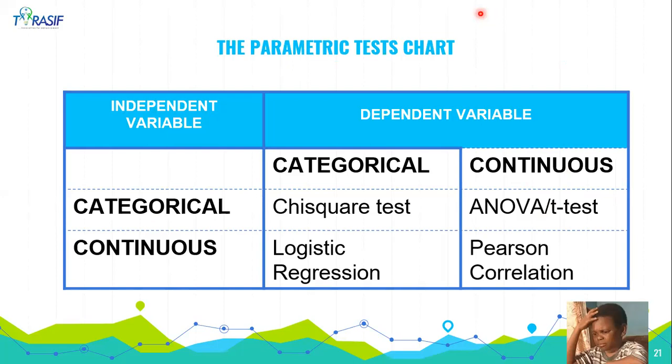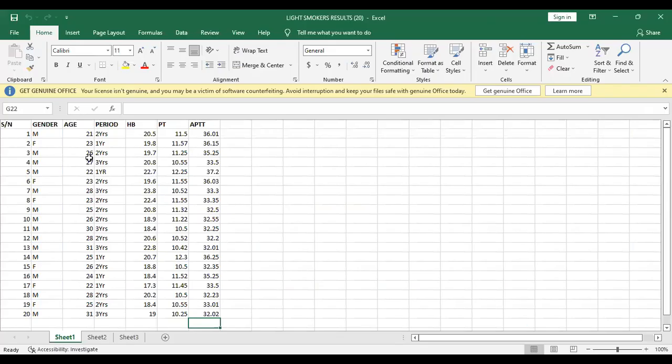So let's go on to the data. Like I said, I'm going to copy the data just like I've received it. This is for light smokers. The way the student sent the work was that she categorized the smokers into three: light, moderate, and heavy. So that's three separate Excel sheets and one extra Excel sheet for controls.